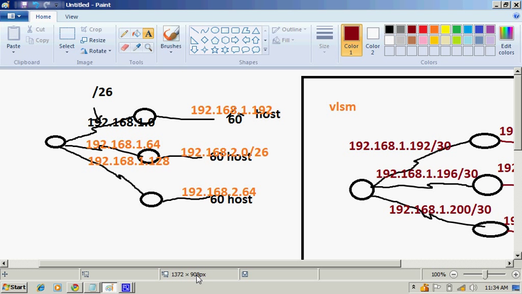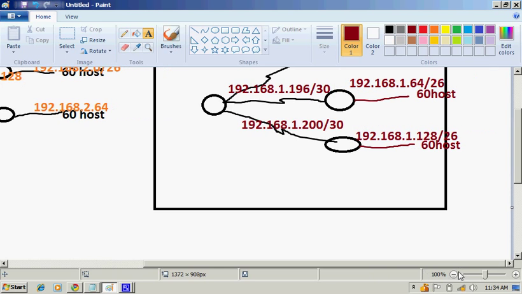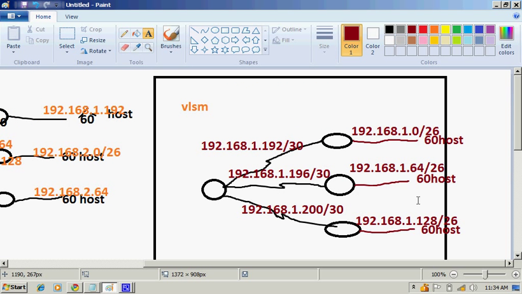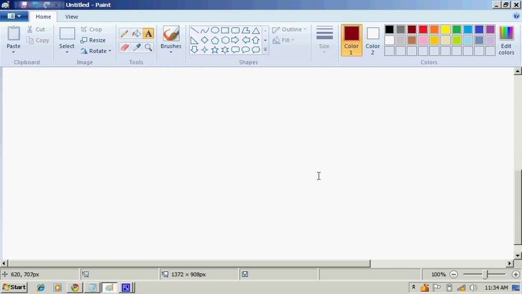By using VLSM, your subnets are going to be like this. Now I'm using /30 for every WAN link, and /26 for the other networks. Those need 60 hosts each. The /26 has 64 addresses, so you can use 60 host addresses on every connection. So in VLSM, it's going to be like this.